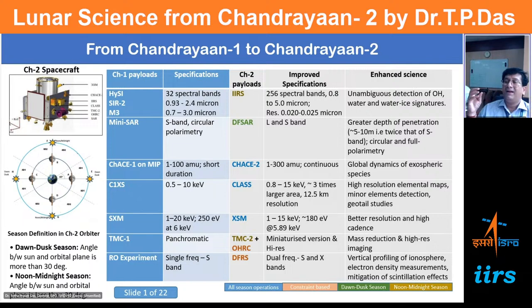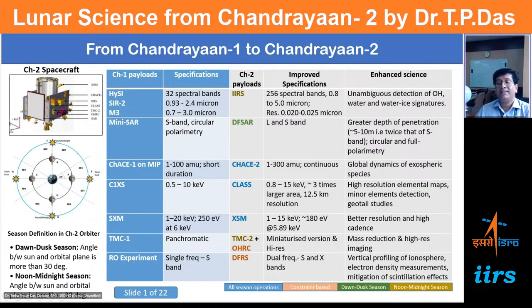Similarly, you imagine that you are sitting on the Earth, and the moon is revolving around the Earth. Around the moon, the Chandrayaan 2 is there, which is revolving around the moon, and there is a relative motion of the sun also. Depending on the frame of reference, your perspective changes, and that is what is given in this picture. And here, the two distinct seasons were defined, which one is dawn-dusk season. The angle between the sun and the orbital plane is more than 30 degrees.